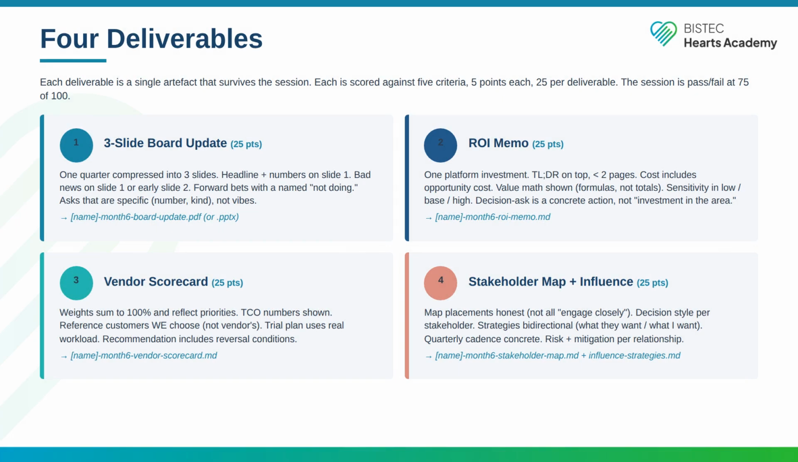Each deliverable is a single artifact that survives the session. Each is scored against 5 criteria, 5 points each, 25 per deliverable. The session is pass-fail at 75 of 100.